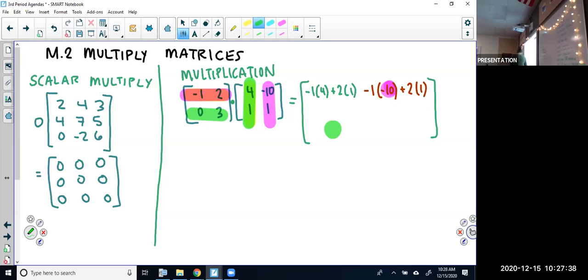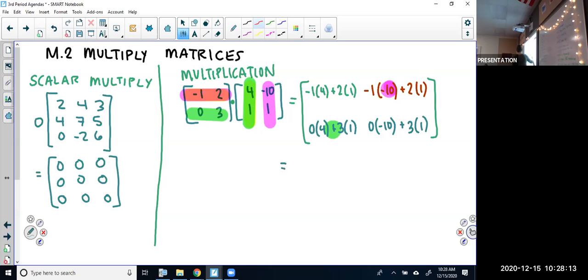Okay, so this bottom left-hand corner is going to be the bottom row and the first column. So 0 times 4 is 0, right? 0 times 4 plus 3 times 1. And the bottom right corner is going to be the bottom row and the second column. So 0 times -10 plus 3 times 1.